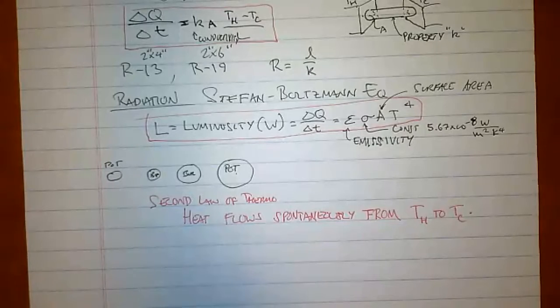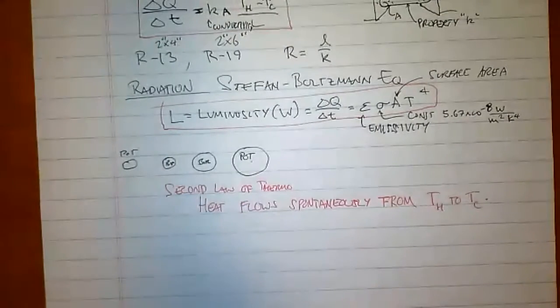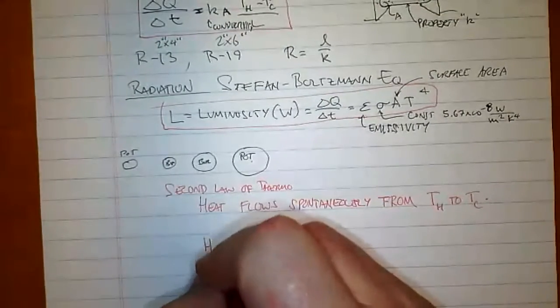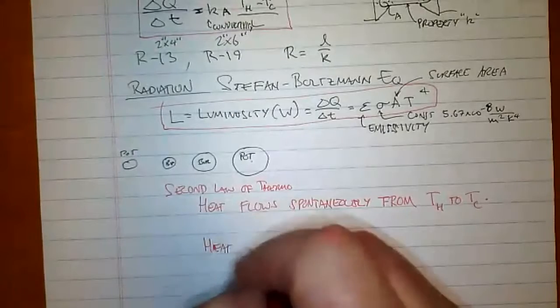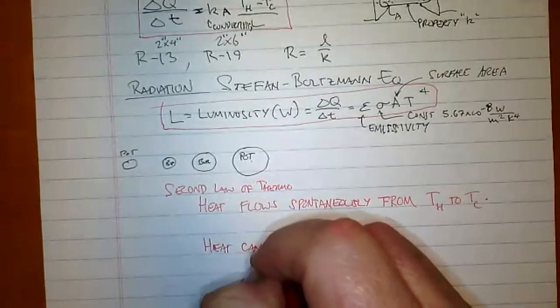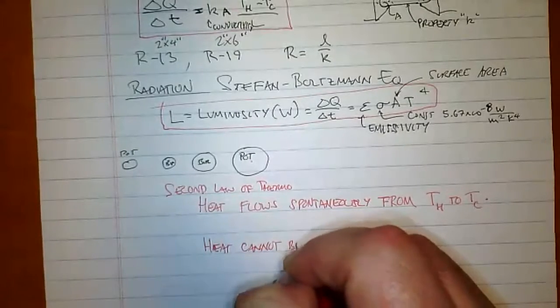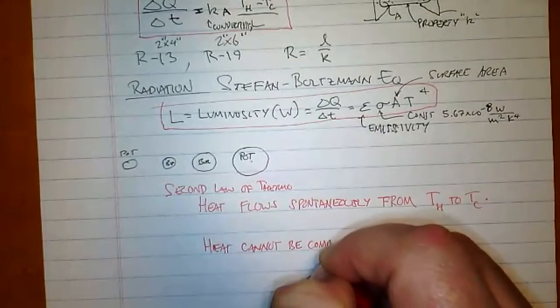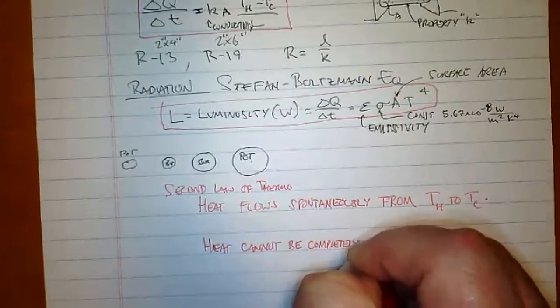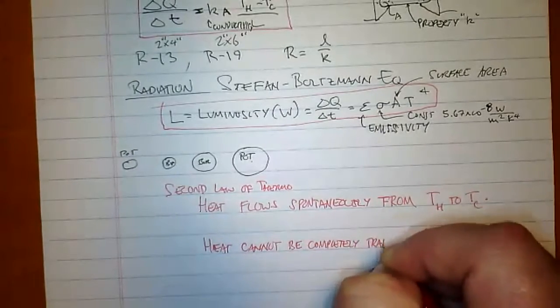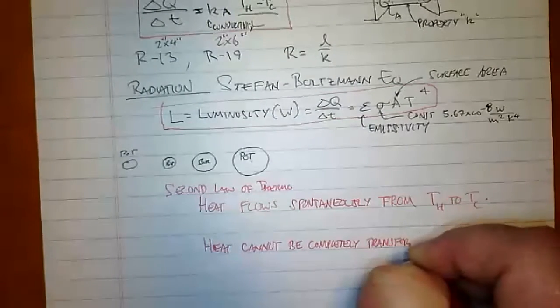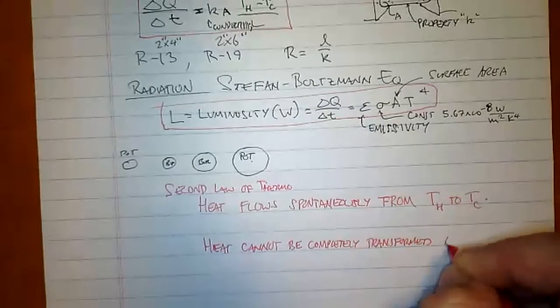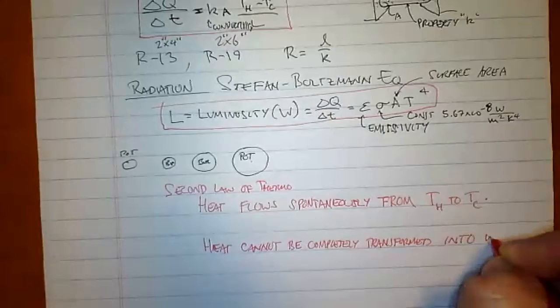Another one is the Kelvin-Planck statement: no device is possible whose sole effect is to transform a given amount of heat completely into work. So heat cannot be completely transformed into work.